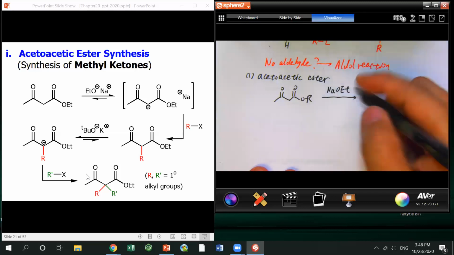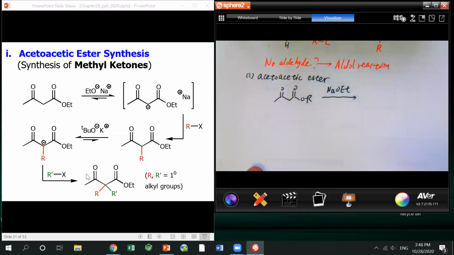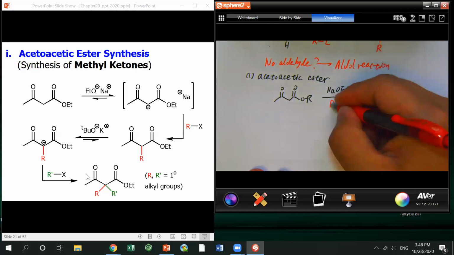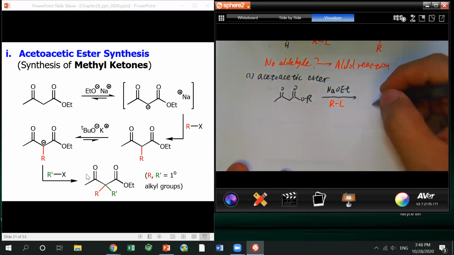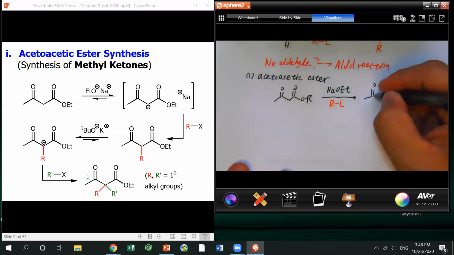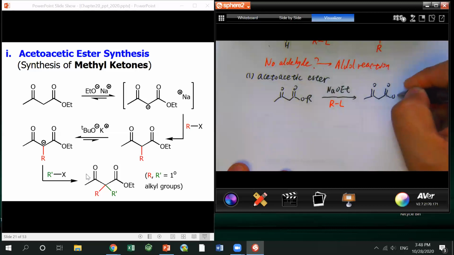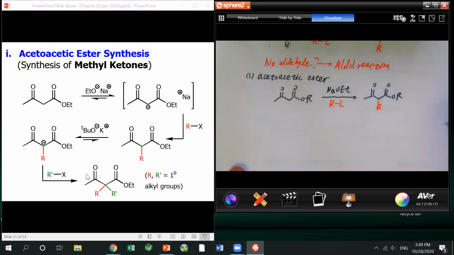So sodium ethoxide, keep that in mind, and then we just put in any alkylating agent. Once the reaction is done, it just puts an R on the alpha carbon. But if you like, you can add two R groups. It doesn't matter; it really depends on how you control the reagent amount. Either mono alkylation or dialkylation, both are fine.